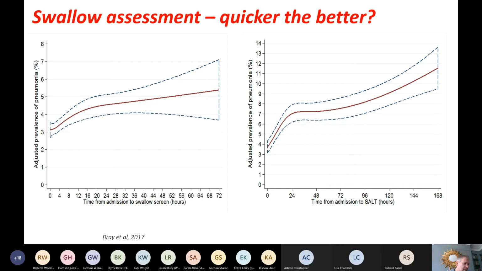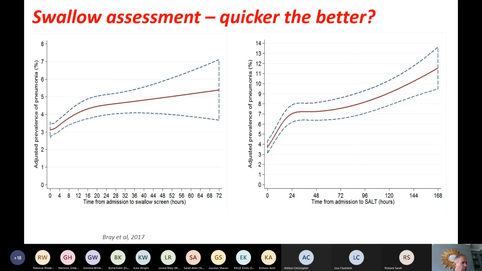But in the case of speech and language therapy assessment, this is a far stronger association, and in fact there's a very steep association within the first 24 hours. The difference between a very quick speech and language therapy assessment within the first 2 or 3 hours and an assessment at 24 hours is associated with almost a doubled prevalence of SAP. So this implies that the longer you leave a speech and language therapy assessment, the more likely the person is to have pneumonia. What's very important to point out here is that this does not imply any causality at all.